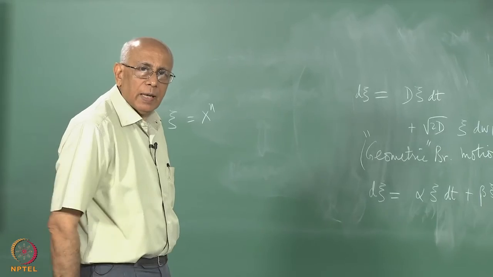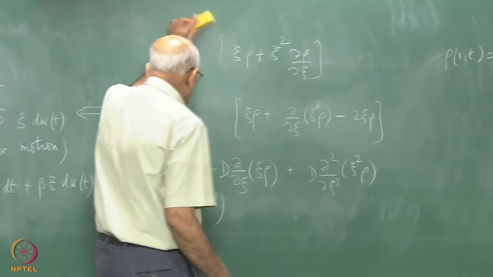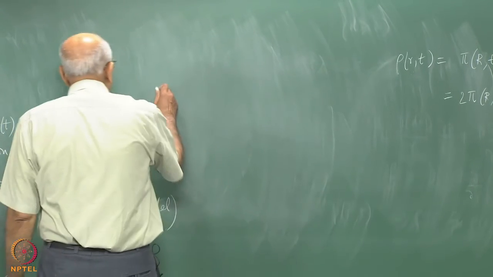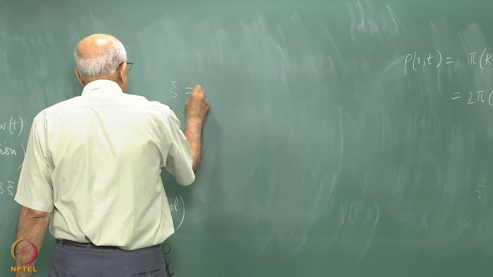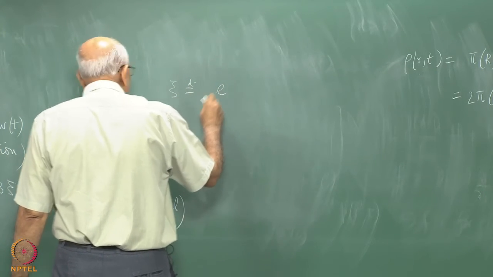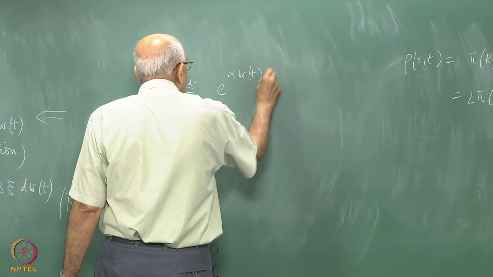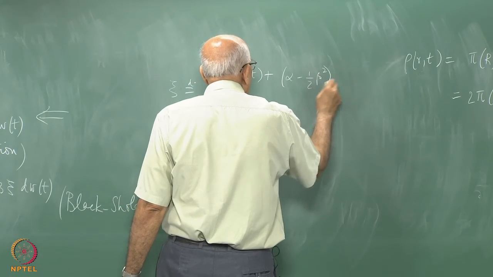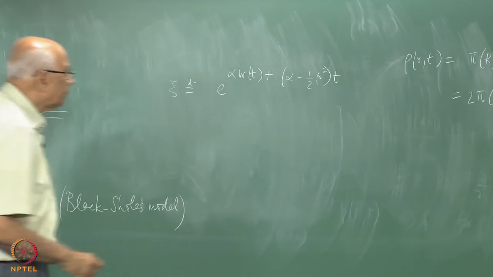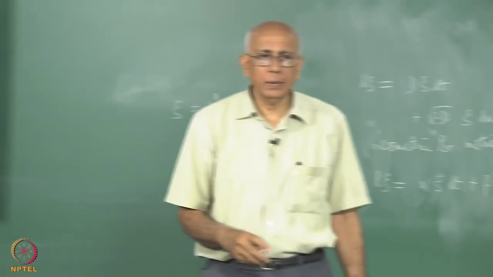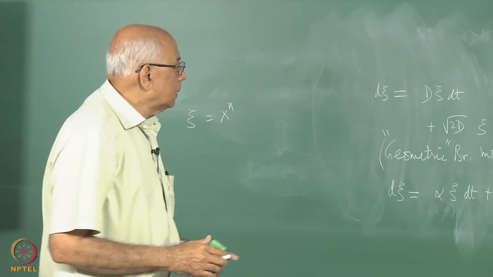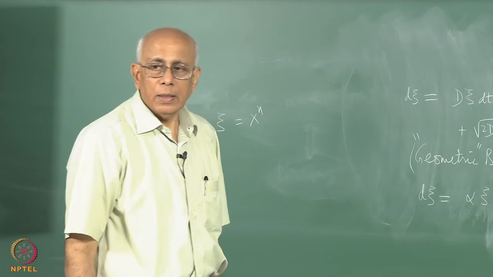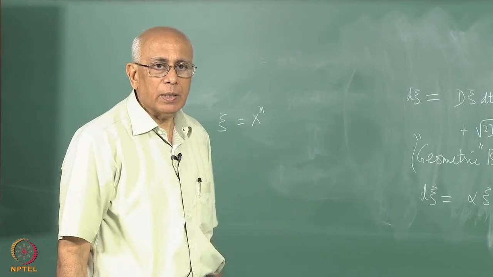The xi process itself, if you use the Ito calculus, turns out to be a functional of a Wiener process. It turns out xi has the same distribution as e to the power alpha times Brownian motion plus alpha minus half beta squared times t. Next time I'll say a little more about the Ito calculus. We'll write down the integration rule and the differentiation rule for the Ito calculus. Then this will become clear immediately.